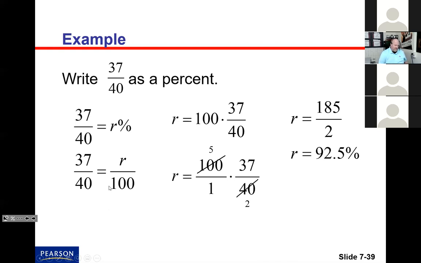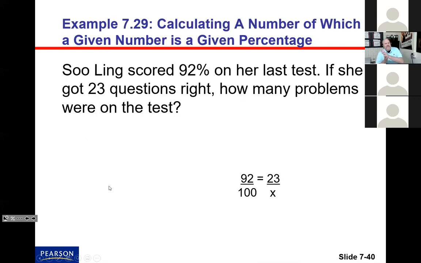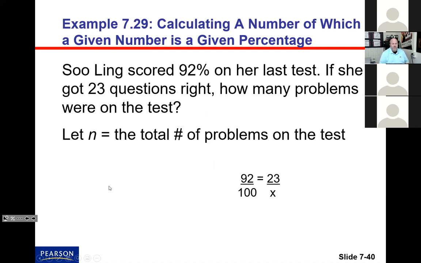Okay, so let's look at an example here. Sue Ling scored 92% on her last test. If she got 23 questions right, how many problems were on the test? Well, this is kind of hard to do unless you set it up as a proportion. So you can still do it this way, right? So let n equal the total number of problems on the test. So we say 92% of some number, we don't know what the number is, equals 23. Okay, well, that's a little hard to look at because a lot of people would look at that and go, I don't understand that. You're trying to sneak in algebra.